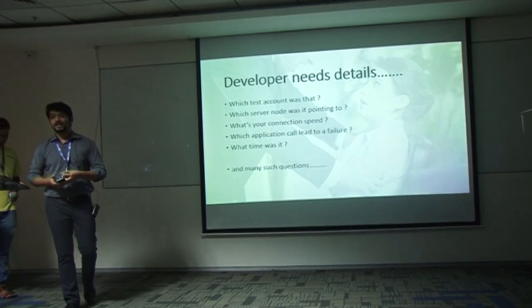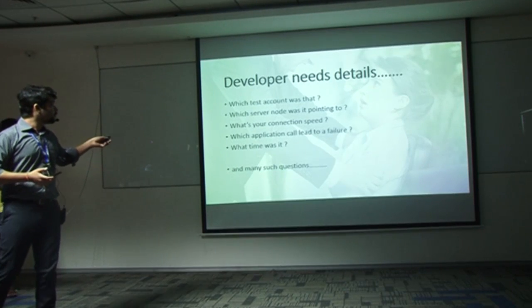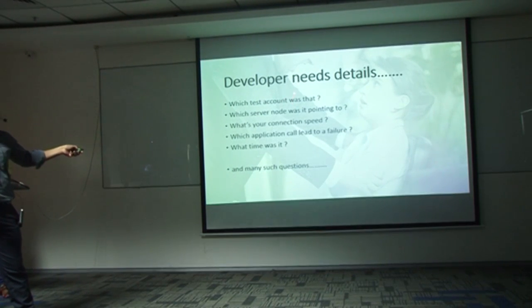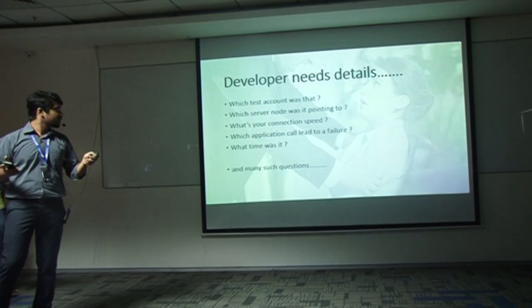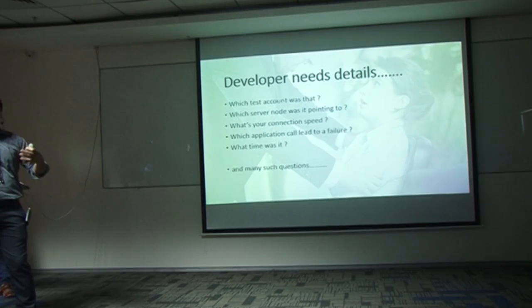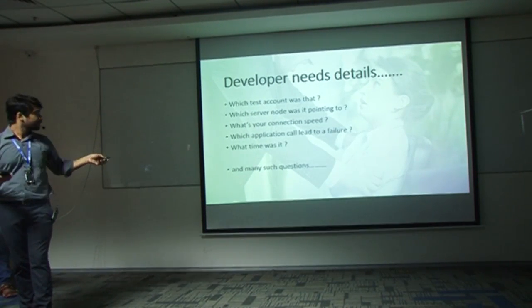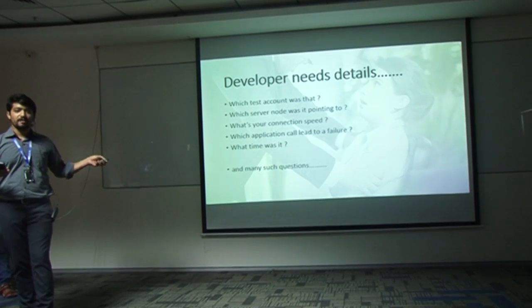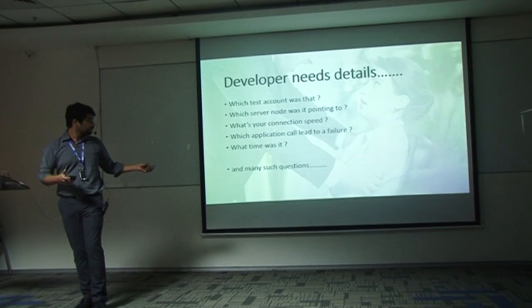The questions asked to us are not exactly those as in the clipping. The questions asked to us are: which test account was it that led to the failure? Which server node was it pointing to? What's the connection speed? It might be our internet that went down, not the application. What was the application call that led to a failure? Nowadays applications are more of an integrated environment, and we need to know exactly which call led to a failure and what time it was, so that we can pull out the exact logs from the server. So we have to answer these questions.